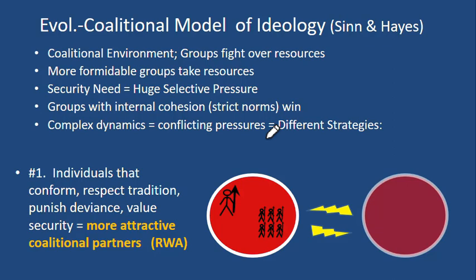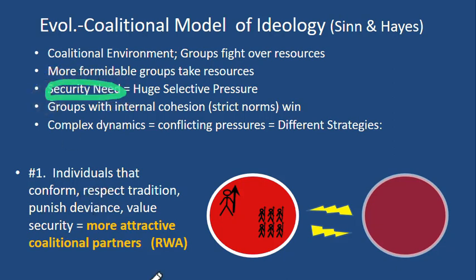So in the ancestral environment, we're going to argue that you didn't have governments, you didn't have a United Nations. So what you needed was a group that had internal cohesion and had strict norms in order for that group to prevail. So you've got these complex dynamics that'll produce these conflicting pressures that lead to different strategies. And the first strategy we're focusing on here is this need for security.